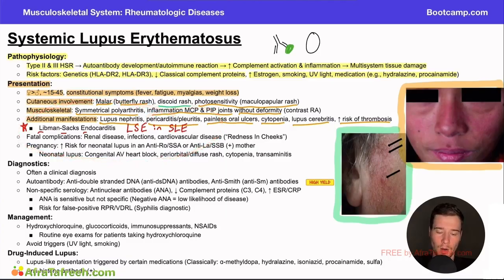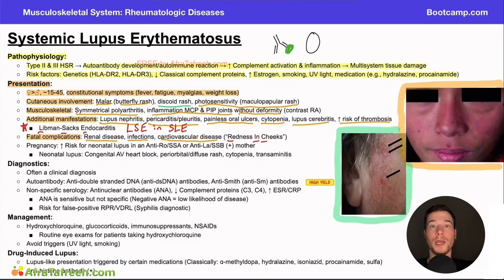Now, when we move on to our fatal complications, we already talked about lupus nephropathy being a common one, so renal disease. Patients can get infections. Why can they get infections? We'll think about some of their other symptoms. They can be cytopenic as well, so we can't fight off these infections as we would in a normal healthy individual. Additionally, we can also see things like cardiovascular disease, and the memory aid for this is that patients with SLE die with redness in cheeks. R stands for renal disease, I stands for infections, and C stands for cardiovascular disease. So again, these patients are at increased risk of these conditions, and these are also three of the conditions that are most likely to cause them to pass away.